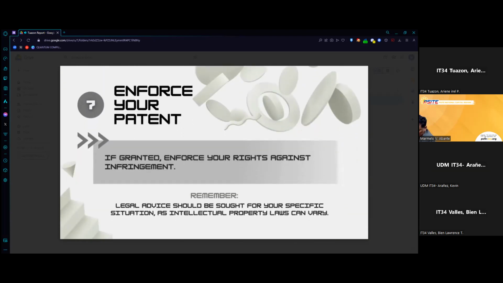And last is enforce your patent. If granted, a patent gives you the right to exclude others from making, using, selling, or importing the patented invention. You may need to enforce your patent rights if infringement occurs. Remember that intellectual property laws can be complex and may vary by jurisdiction, so it's crucial to consult with legal professionals for personalized guidance based on your specific situation.